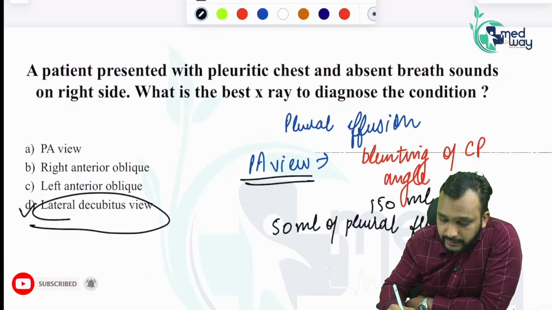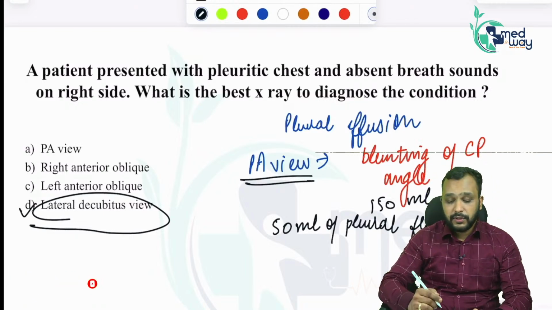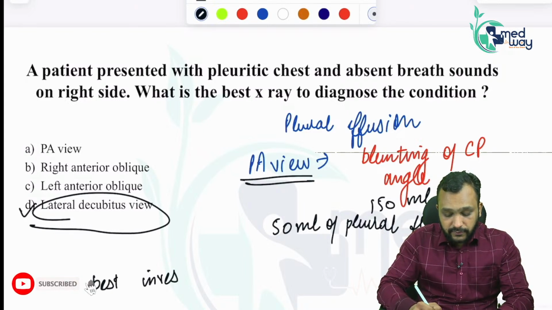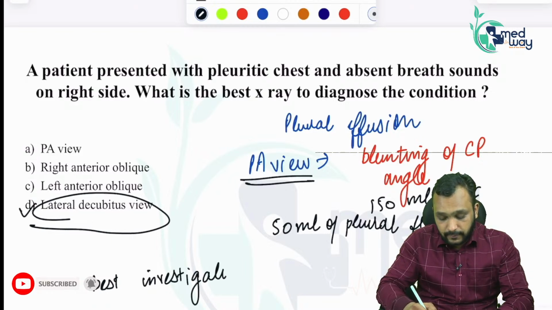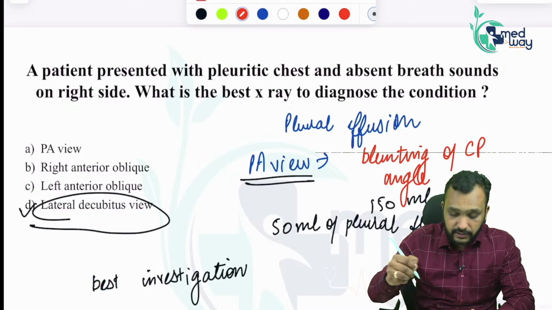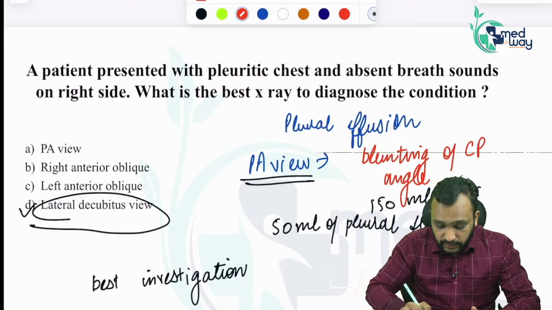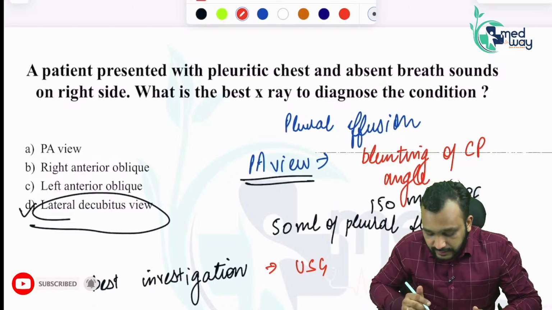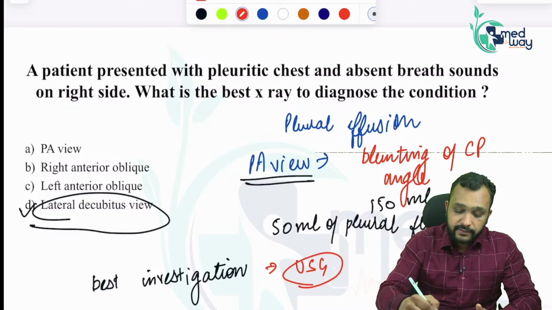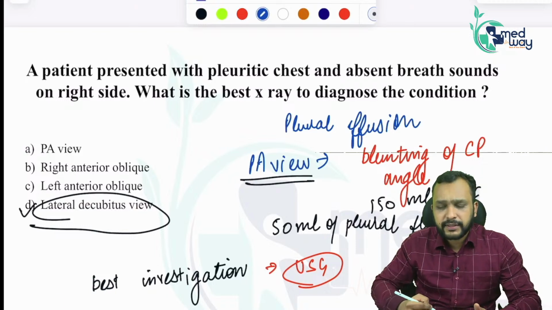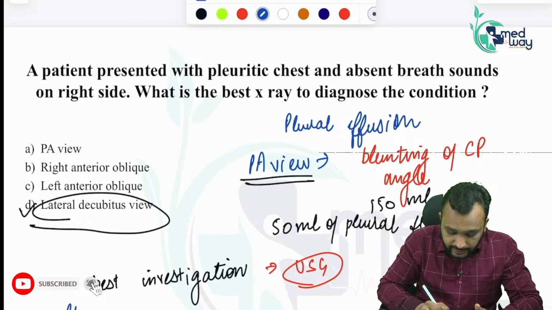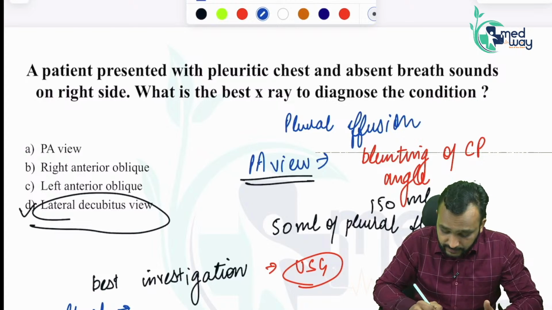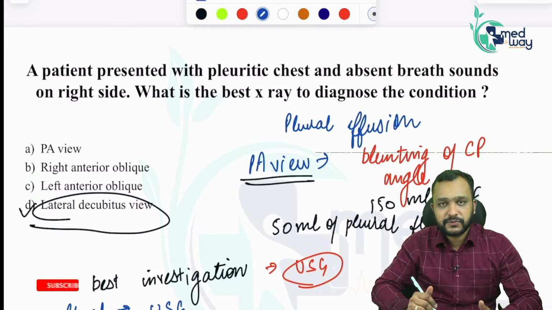Now another question that is asked on pleural effusion is, what is the best investigation to detect pleural effusion? Anyone? Best investigation to pick up pleural effusion. This is your ultrasound. Ultrasound is the best investigation to pick up pleural effusion. There is a thumb rule that you need to remember: if you have to pick up fluid anywhere in the body, whether it is pleural effusion or ascites, then USG is the investigation of choice.